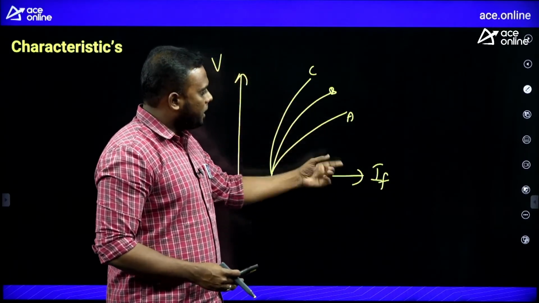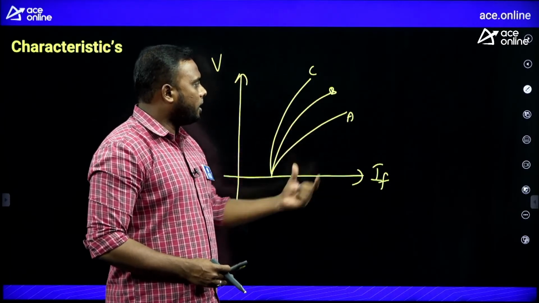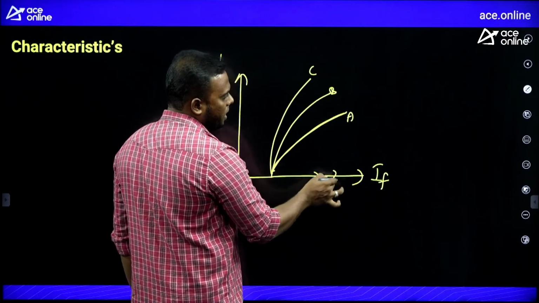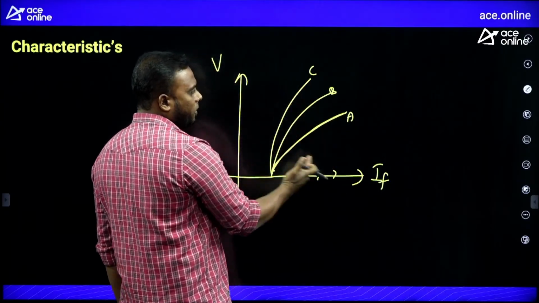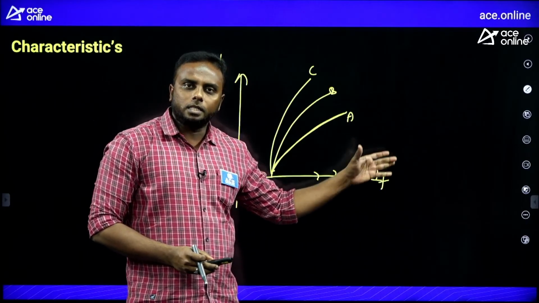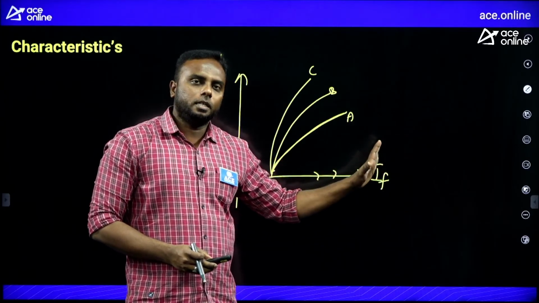See, in the curves, which curve is having high field current? A. Curve A is representing the highest field current here. Curve B, field current decreases, curve C, field current decreases. So higher the field current, which is nothing but excitation, an over excited alternator is highly stable.